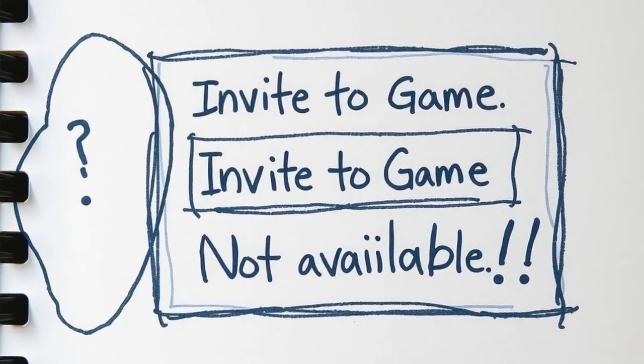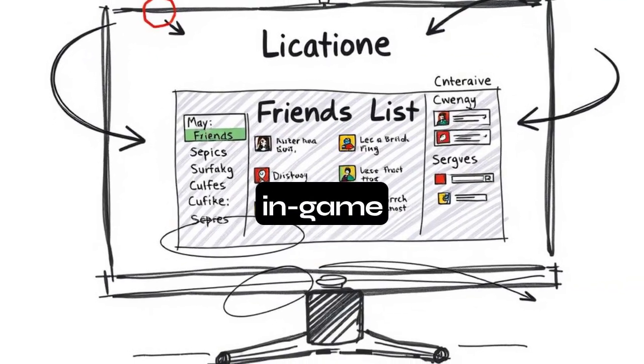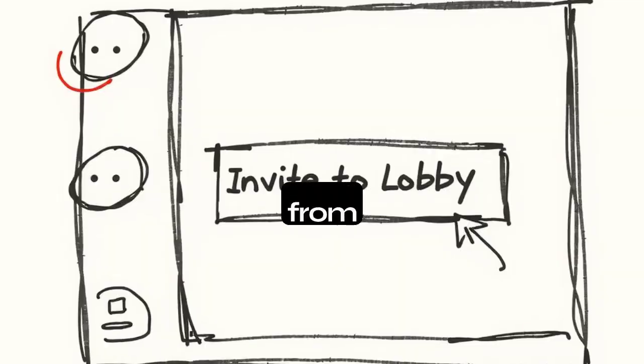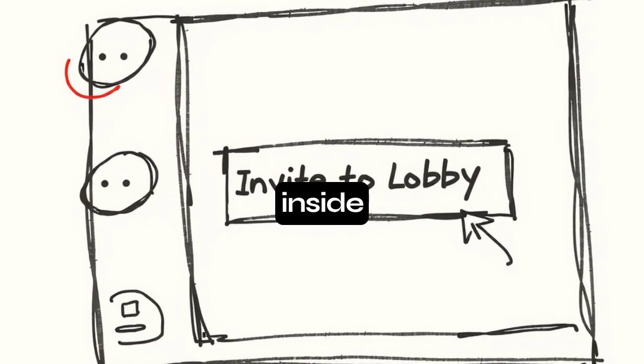Another way, if you're already in a game that supports Steam invites, open the in-game Friends or Lobby menu. From there, click your friend's name and select Invite or Invite to Lobby directly inside the game.